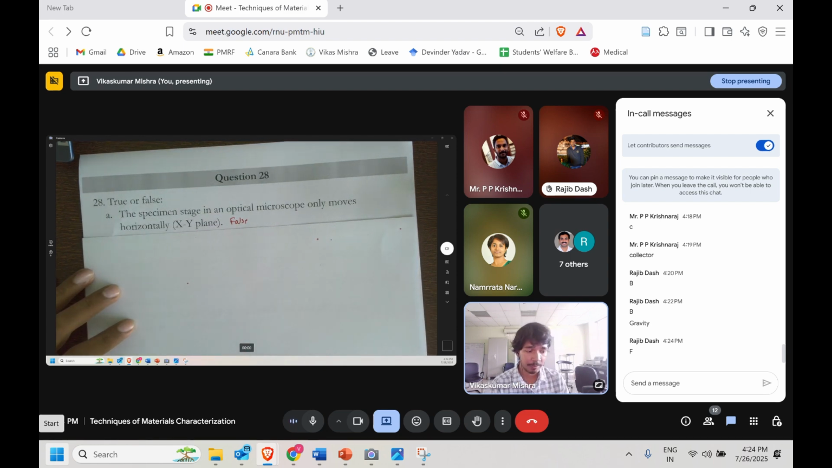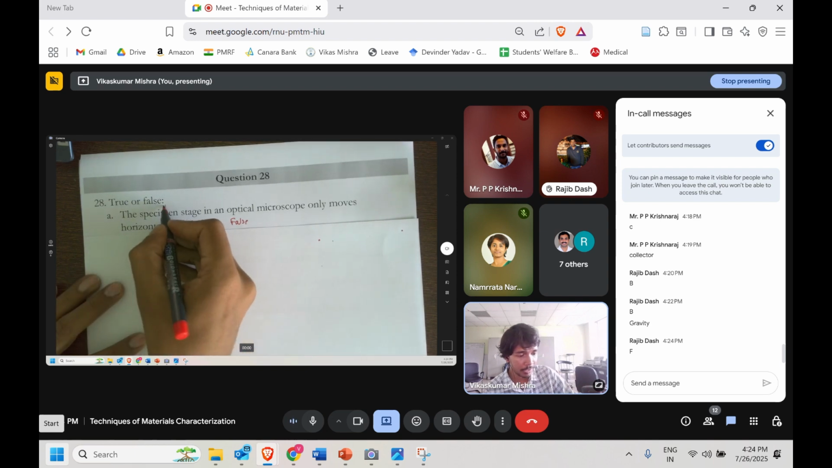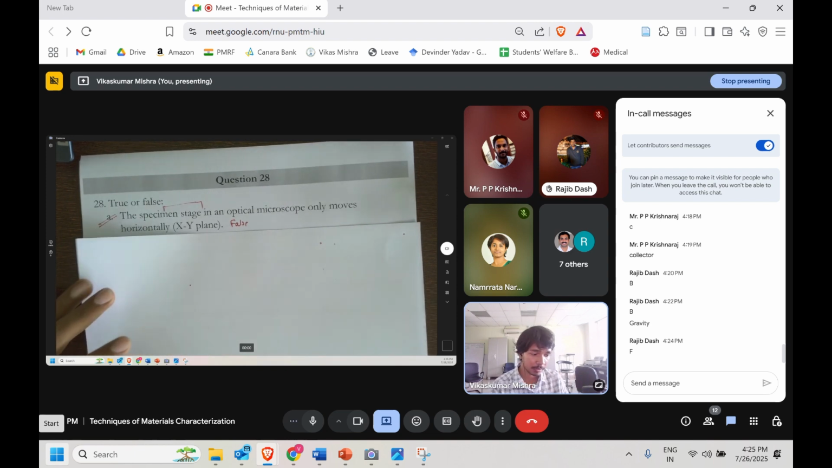The focusing is majorly, see, the position of the objective lens is fixed. So what we can do is only play with the stage. We can change the location of the specimen and bring it into focus.